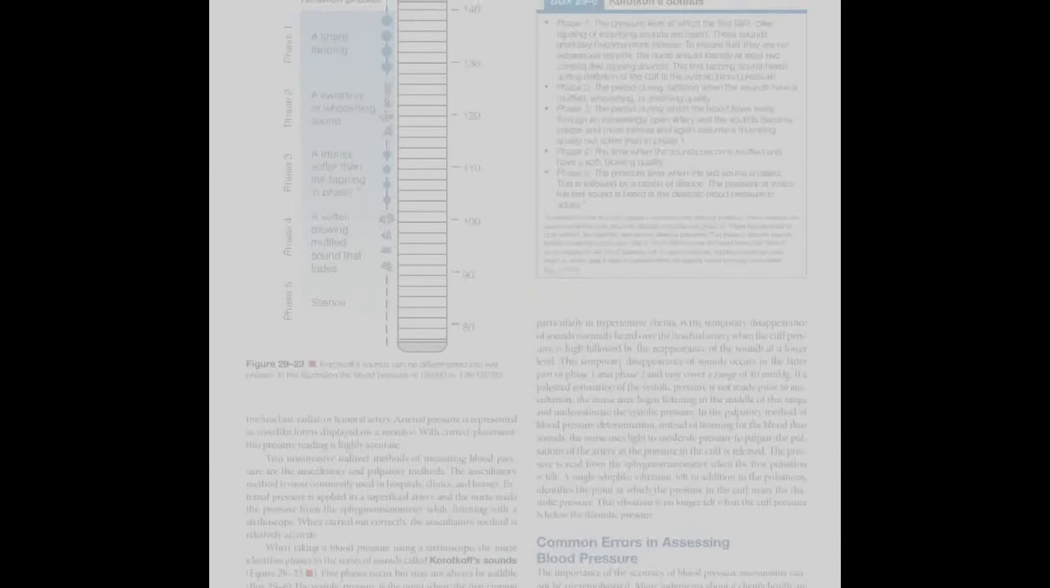Korotkoff phases. Phase 1: a sharp tapping. Phase 2: a swishing or whooshing sound. Phase 3: a thump softer than the tapping in Phase 1. Phase 4: a softer blowing muffled sound that fades. Phase 5: silence.